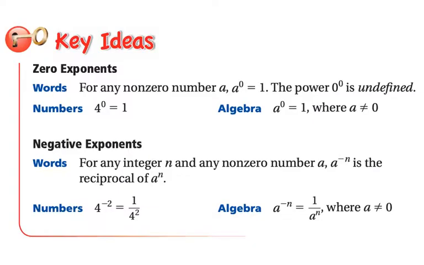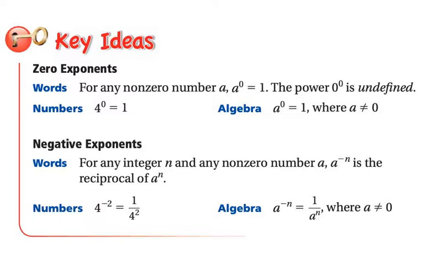So with our key ideas, we see first with zero exponents, it says for any non-zero number, a, we'll call it the base, a to the power of 0 equals 1, except for 0 to the power of 0. If you get 0 to the power of 0, that is simply undefined. So again, as long as the base isn't 0, it's non-zero. If it's any other number, decimal, fraction, whole number, or anything else, anything to the power of 0, except for 0, is 1.